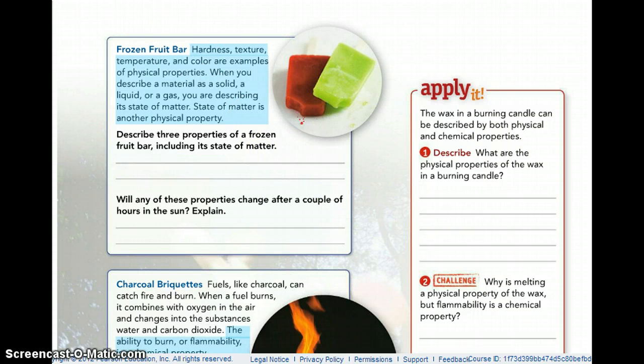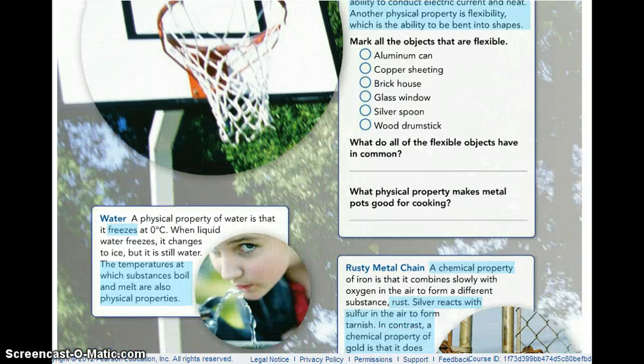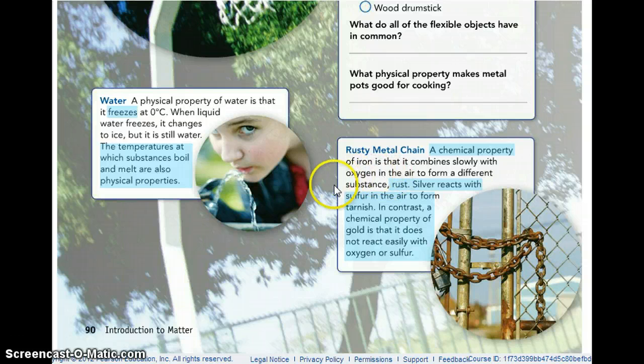Now, if we go back to page 90, some chemical properties are such things as when something rusts. Well, you can see that when iron combines with oxygen, it forms rust. That's a chemical property. They're reacting. You can have silver that tarnishes. These are all things, again, showing change. Gold doesn't really react very well with oxygen or sulfur.